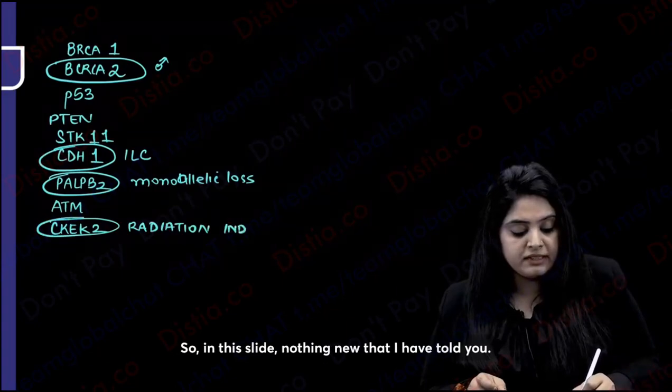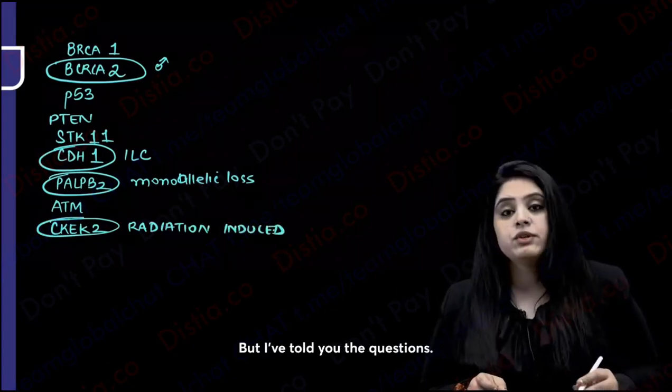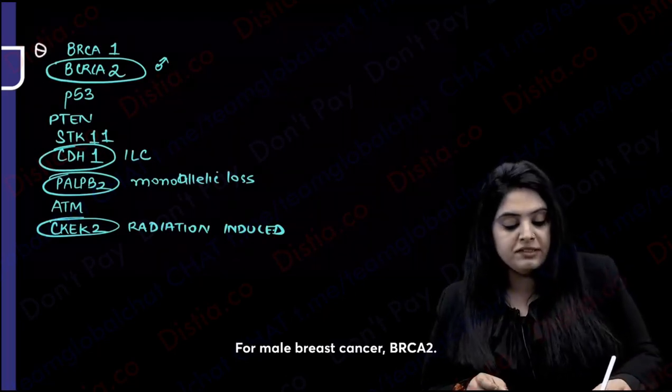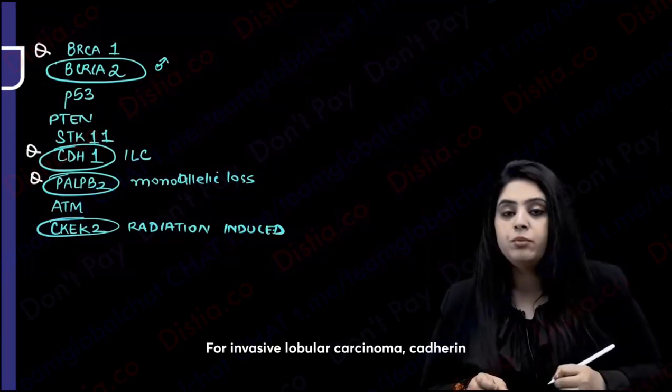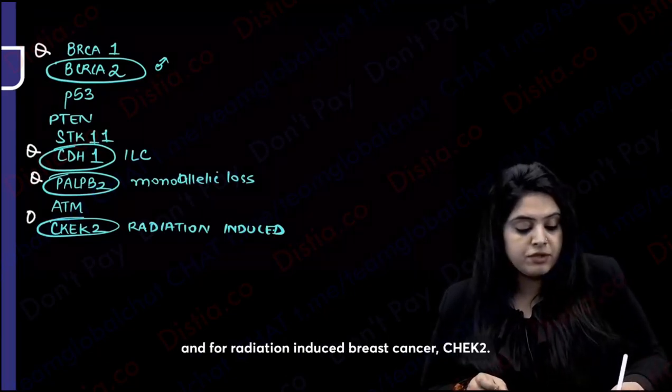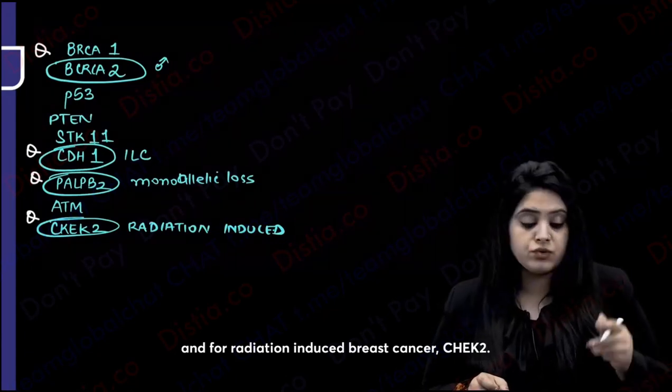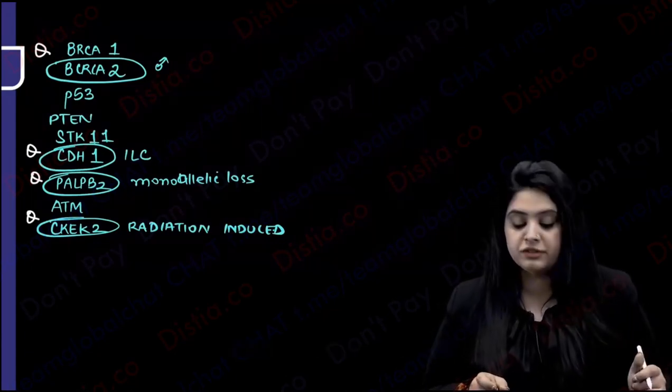So in this slide, nothing new that I've told you, but I've told you the questions. For male breast cancer, BRCA2. For PALB2, monoallelic loss. For invasive lobular carcinoma, E-cadherin. And for radiation-induced breast cancer, CHEK2. The most expected 4 questions.